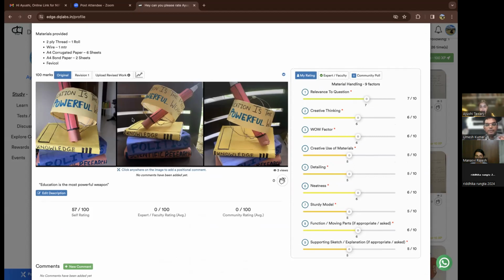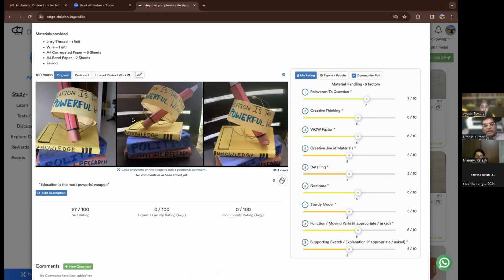I like the 3D model. It's pretty good, neat. But the concept can be more novel, is what I feel, conceptually. All right. Okay, cool.